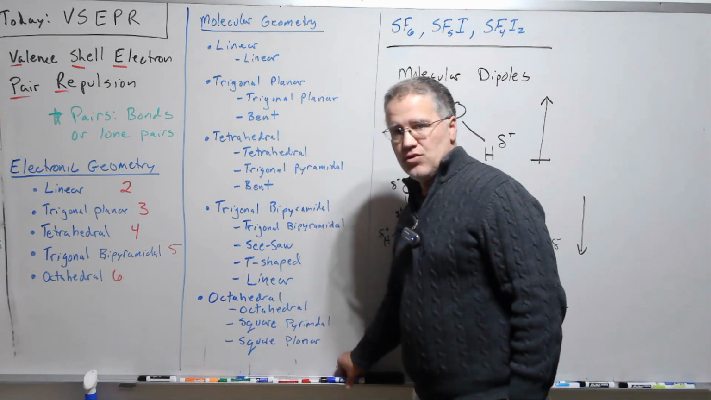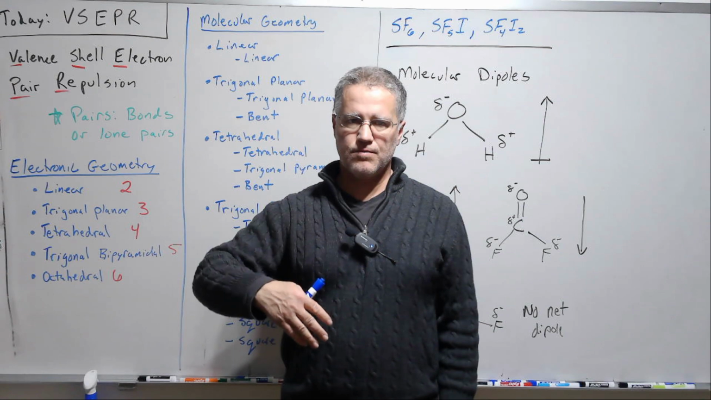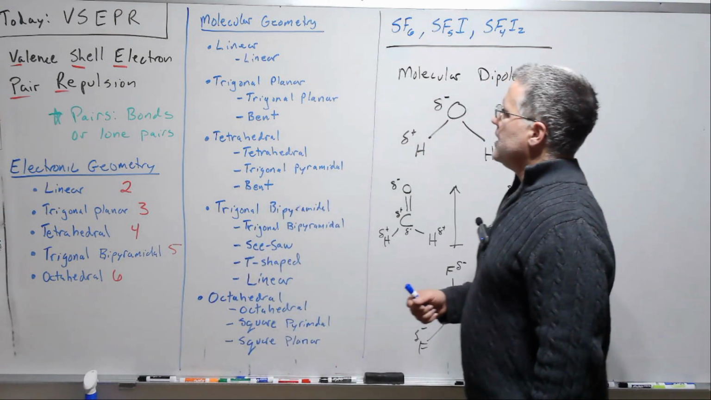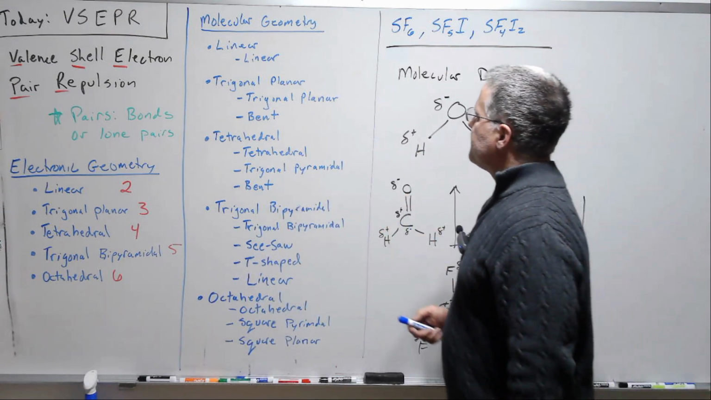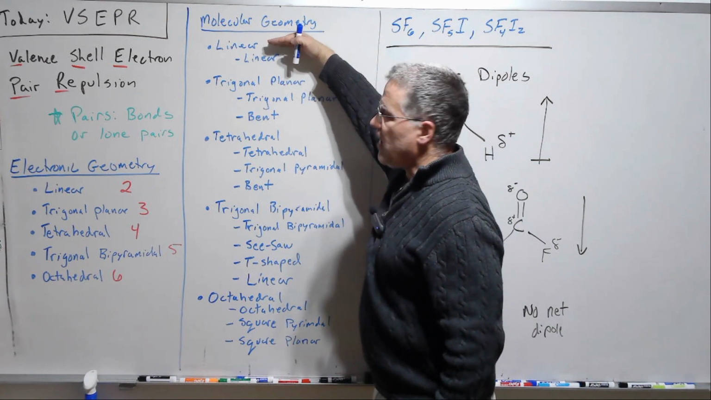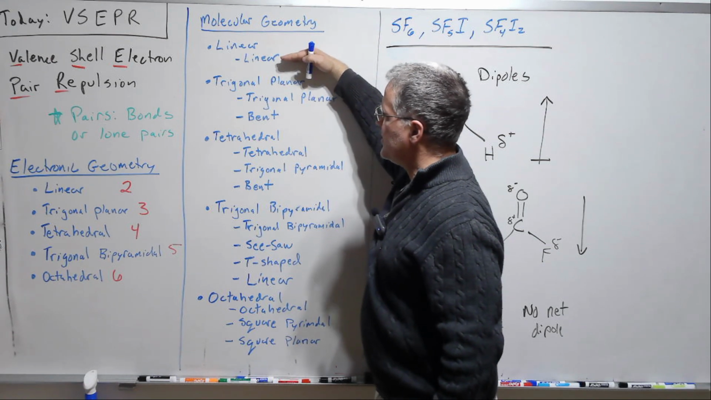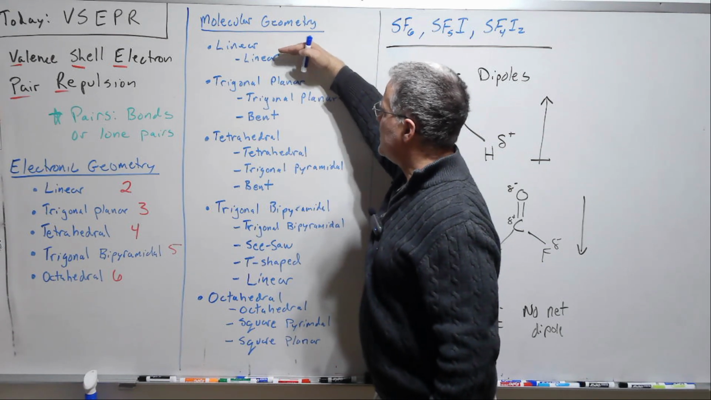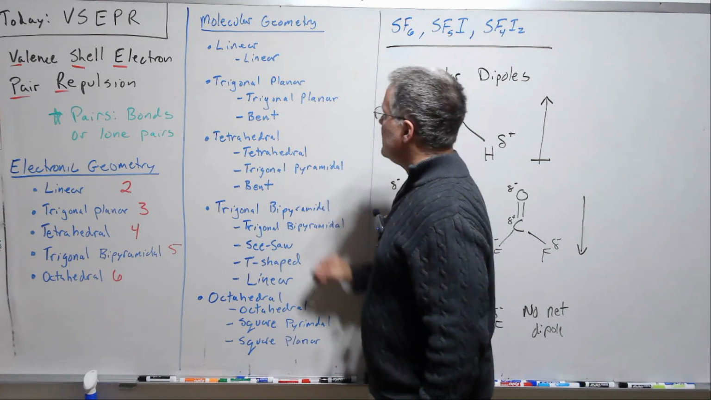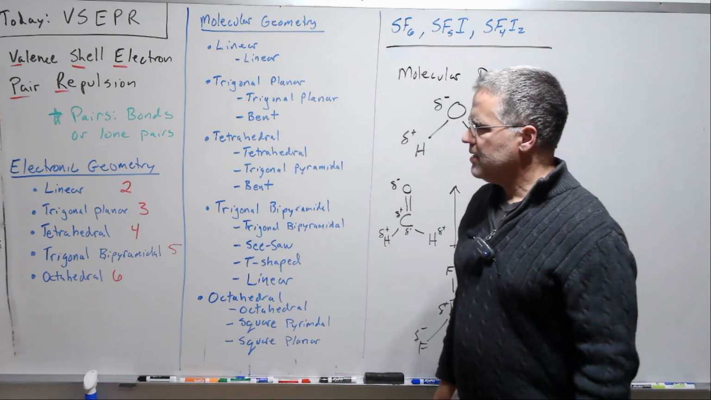Now, to get the actual molecular geometry, we have to look at what are lone pairs and what are bonds. And again, double, single, triple count as one. So to get the molecular geometry, we find the electronic geometry first. And then the subgeometry to that is the molecular geometry.